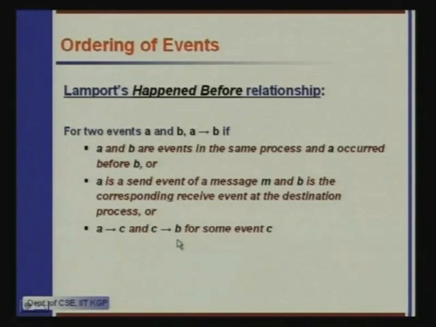So the happen before relationship has only three types of rules. The first one is that if they are in the same process and A was executed and then B was executed, then A happened before B. If A is a send and B is a receive of the same message, then A happened before B. Otherwise, the only other way that A can happen before B is if there is some C such that A happened before C and C happened before B, so A happened before B.